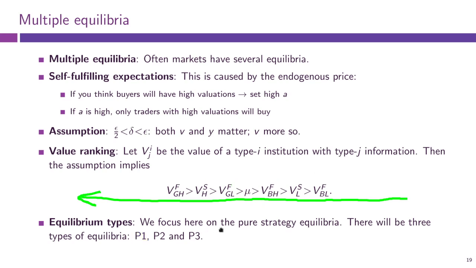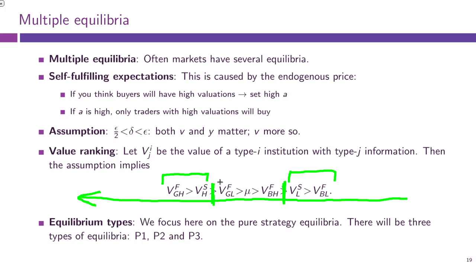Other possible equilibria, other case that might happen, is we might have an ask price here and the bid price here, which will then mean that fast traders will only buy the asset if they have good news and high private valuation, and slow traders will still buy if they have high private valuation. But we are driving out of the market the fast traders with conflicting signals.